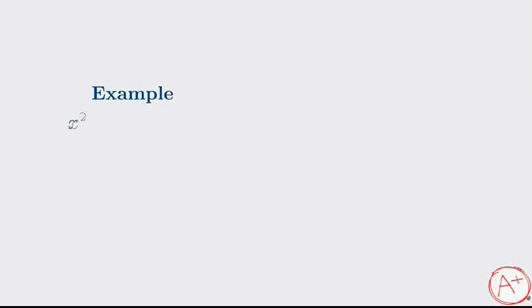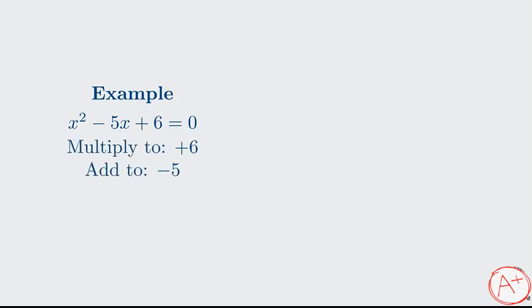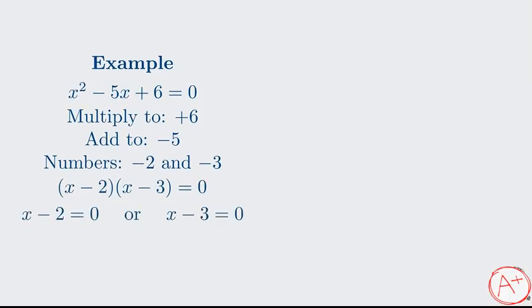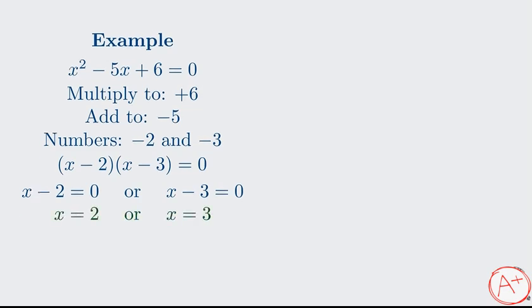Let's look at an example. Solve x squared minus 5x plus 6 equals 0. To factorize this, we look for two numbers that multiply to give the constant term, positive 6, and add to give the coefficient of x, which is negative 5. These numbers are negative 2 and negative 3. We rewrite the quadratic as a product of two linear brackets. Now, applying the zero product property, we set each bracket to 0. This gives us our final solutions, x equals 2 or x equals 3.